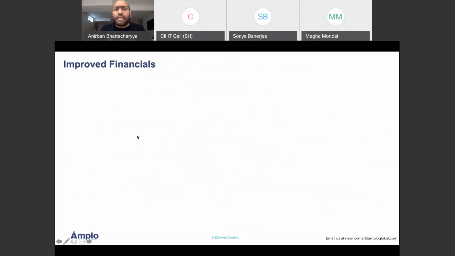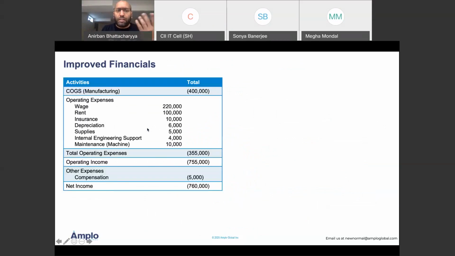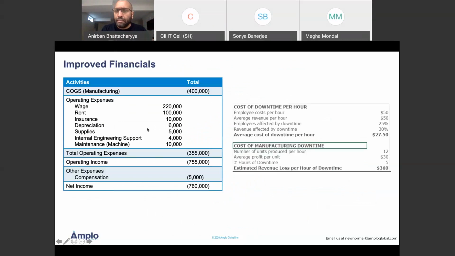So let's take an example of a financial, how the balance sheet would look. Generally what we see is the cost of downtime, your cost of manufacturing. These are some of the operating expenses, the cost of goods sold in your income sheet or the balance sheet. So these are nothing new. You're seeing this almost every day when you run your business. What is important is how you interpret this, as you have always impacted your bottom line.